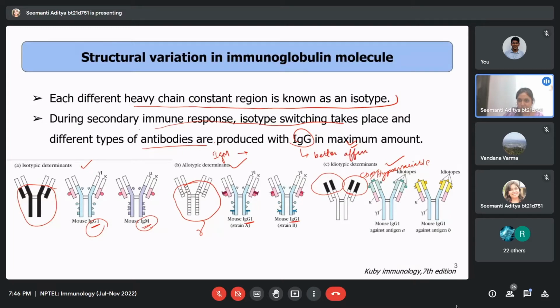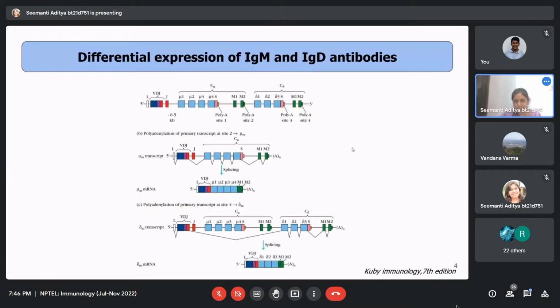So better affinity to your antigen and better neutralization capacity. So IgG will be produced in larger quantities in your secondary immune response, and that is why your secondary immune response clears out the infection quite quickly. Now, how and why does this kind of segment rearrangement take place?